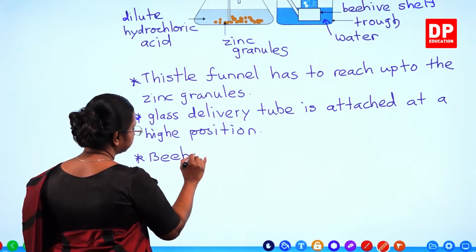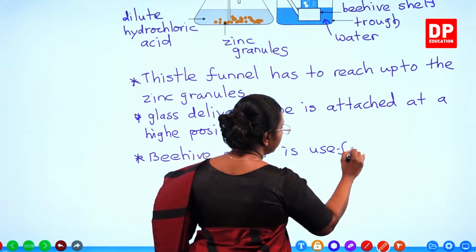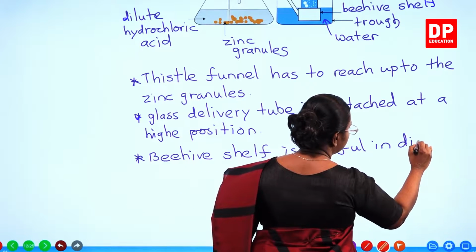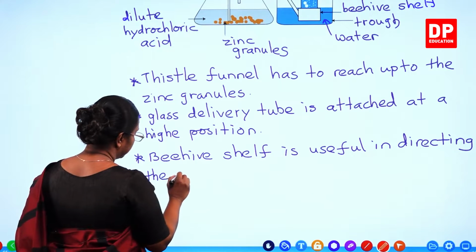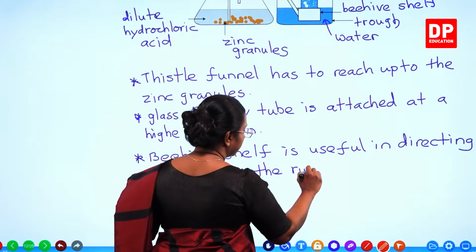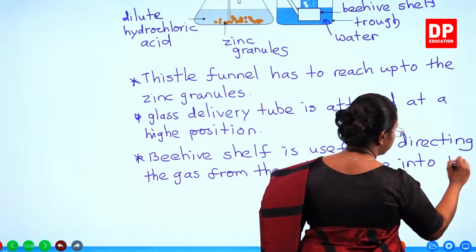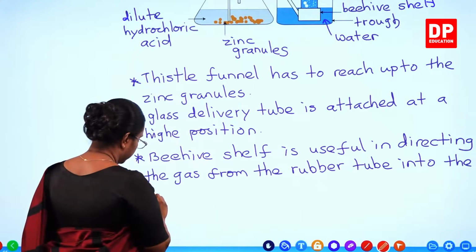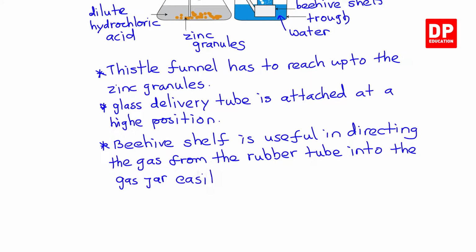Beehive shelf is useful in directing the gas from the rubber tube into the gas jar easily, and it is also easy to stand the gas jar.